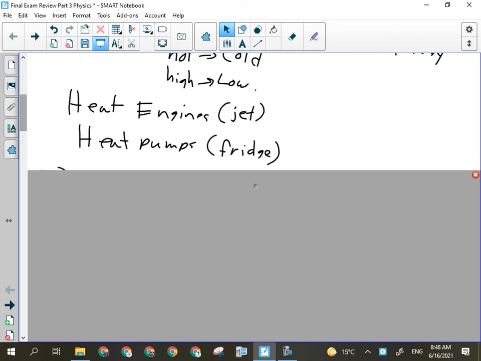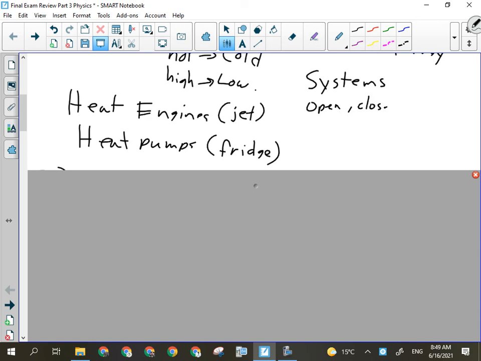Also, something that's not on here, but we do need to know the systems: open, closed, and isolated. Again, be able to recognize them. It would be a multiple choice question. An open system exchanges matter and energy with its surroundings, a closed system exchanges only energy with its surroundings, and an isolated system exchanges neither one.